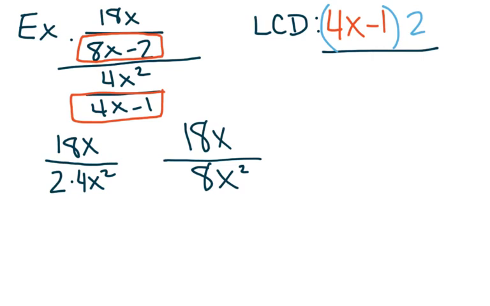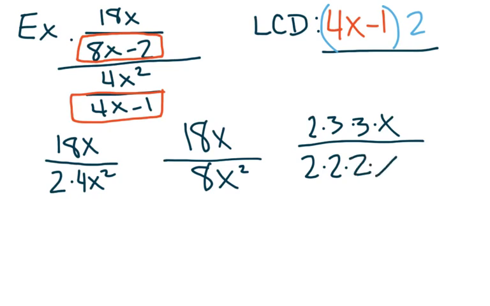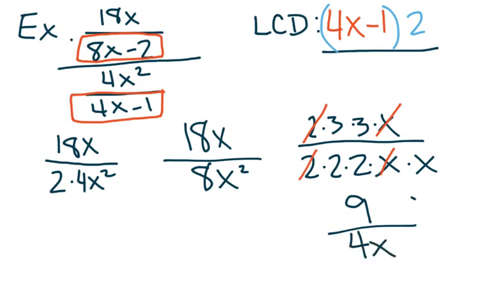If you have forgotten, remember 18 breaks down into 2 times 3 times 3, and then we have the x. And on the bottom, 8 breaks down into 2 times 2 times 2, and x squared becomes x times x. So we should know how to simplify, but in case we have forgotten, the 2's are going to cancel out, the x's are going to cancel out, and then what I have left on top is 3 times 3, which is 9, and then on bottom what I have left is 2 times 2, which is 4, and I also have that x. So that is going to be my final answer.